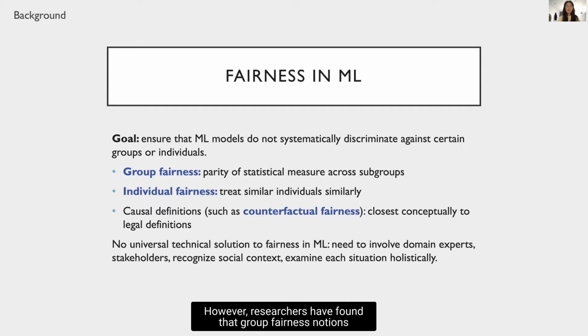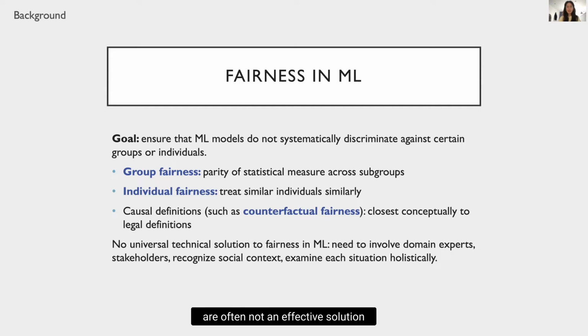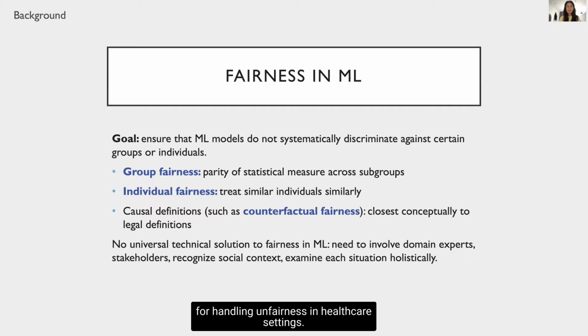However, researchers have found that group fairness notions are often incompatible with one another, making it difficult to select an appropriate definition. And recent work has also found that the use of group fairness violations for model penalties has led to a near universal degradation in model performance along multiple dimensions on clinical tasks. This suggests that group fairness measures are often not an effective solution for handling unfairness in healthcare settings.